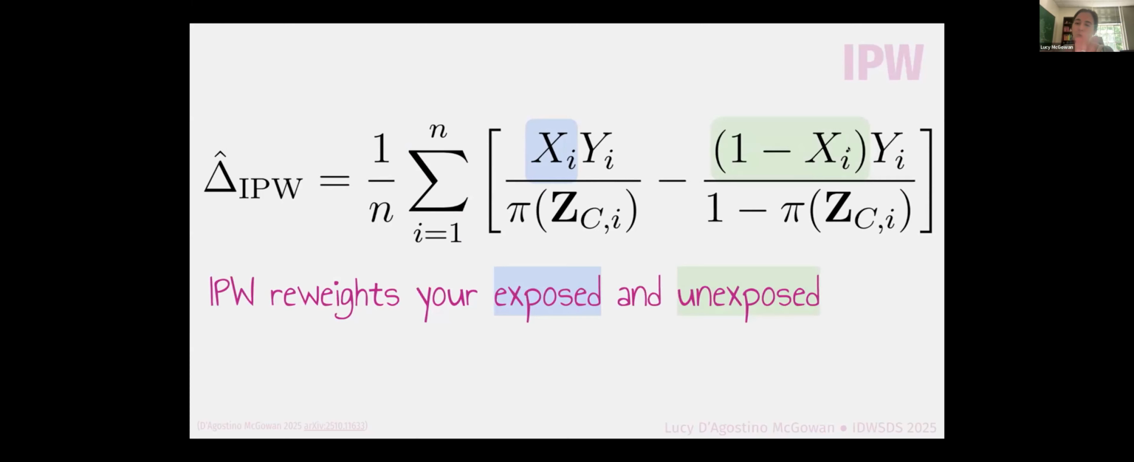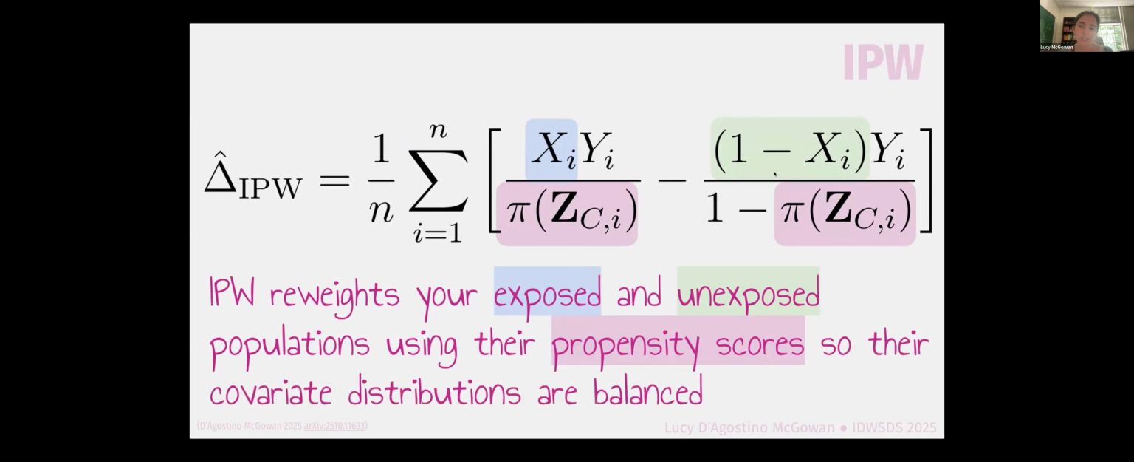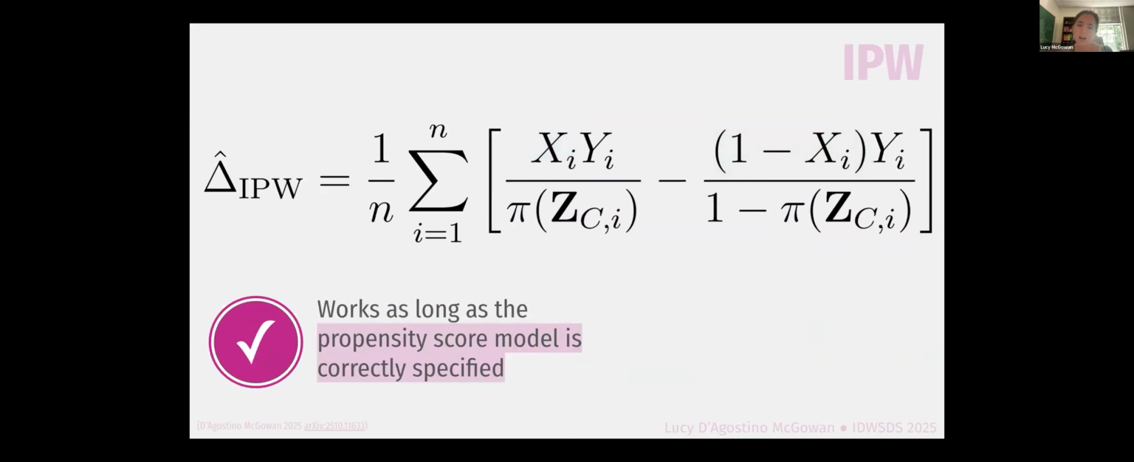So it reweights your exposed and unexposed populations using the propensity score. Here in the denominator, I've got the propensity score for my exposed, and 1 minus my propensity score for the unexposed. It's basically balancing their covariate distributions so we can make an apples to apples comparison when trying to compare Y in these two groups. So this works as long as the propensity score model is correctly specified.